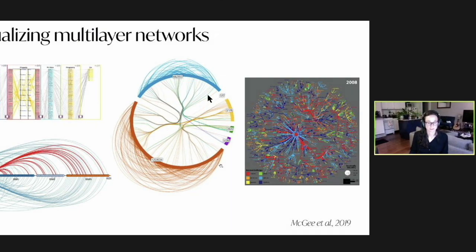But that's only most appropriate for very small multi-layer networks. When you have many, many nodes, then we might need to change to something else. For example, we'll have the nodes aligned in columns, or something like this hive plot here. So these different sorts of visualizations were reviewed in this paper from 2019.